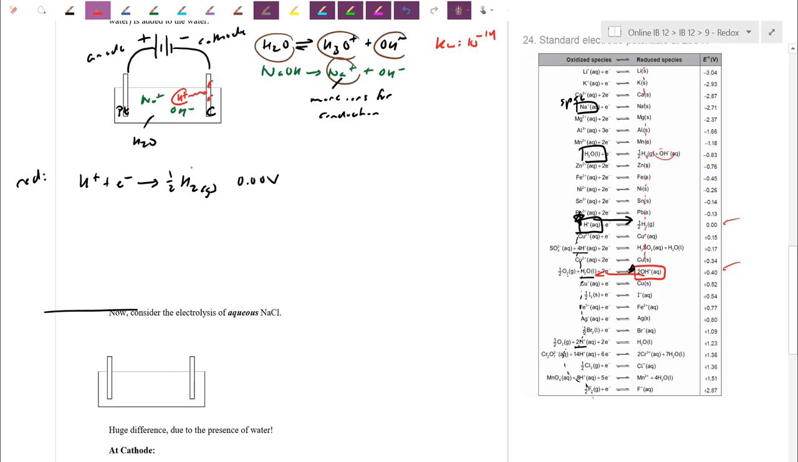The H plus is going to grab these electrons, and then they're going to bubble off as H2. So we're actually going to see another physical thing happen. We're actually going to see bubbles form at the cathode. Even though carbon had nothing to do with it, carbon is an inert plate, it's just a temporary store for electrons, hydrogen is actually going to bubble on its surface.